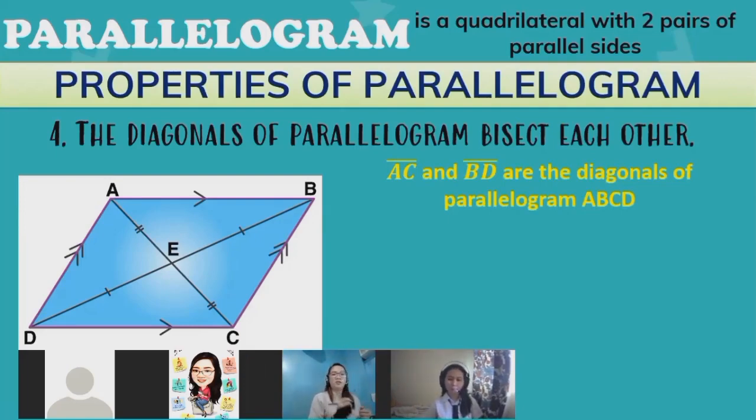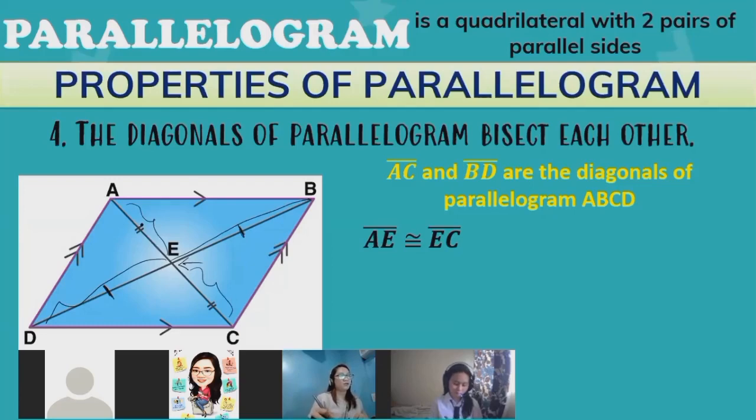Okay? And as you can notice, diagonals AC and BD here intersected at point E. Since they bisect each other, meaning to say, BD was equally divided into two equal parts. That is why we have a mark here, 1 and 1, to indicate that this segment and this segment are congruent. So AE and this one is also congruent with this one. So as you can notice, EC is congruent to AE on AC, and on the other side, we have DE congruent to EB.